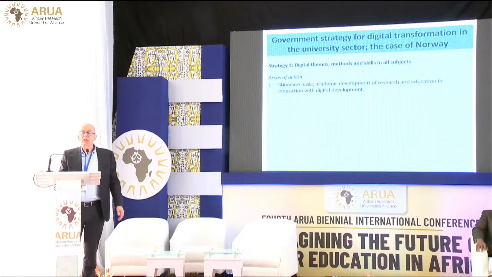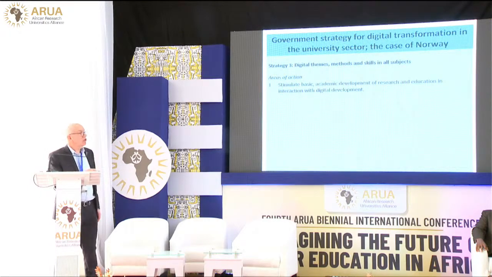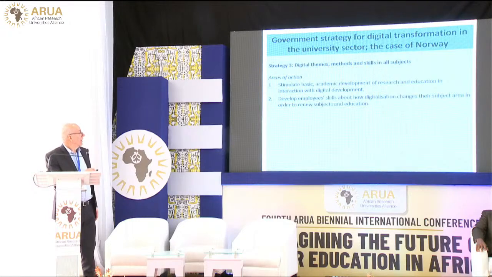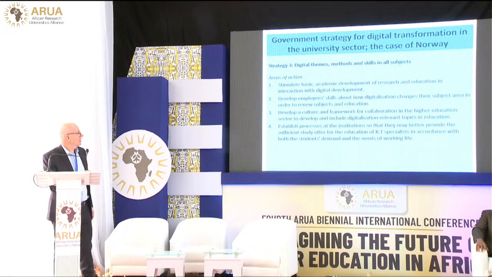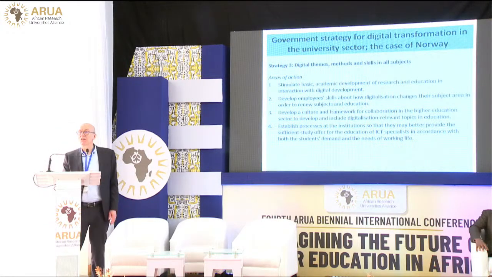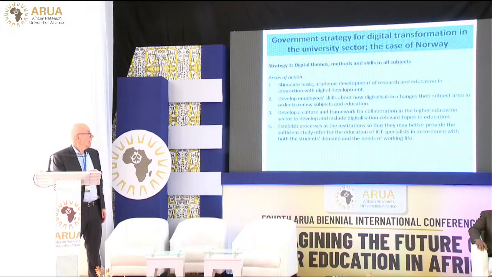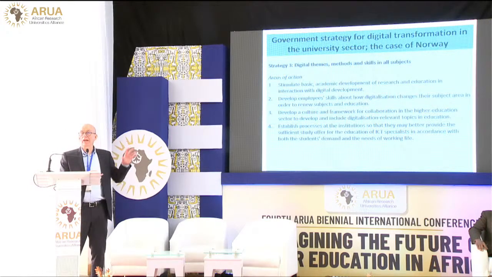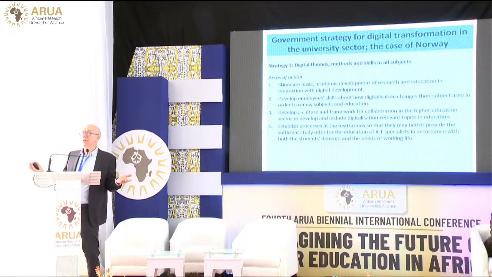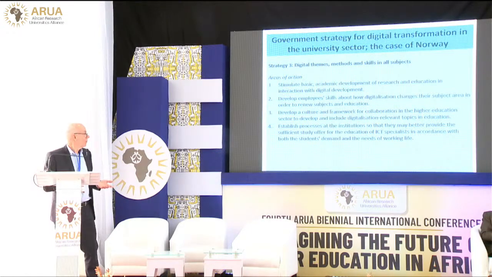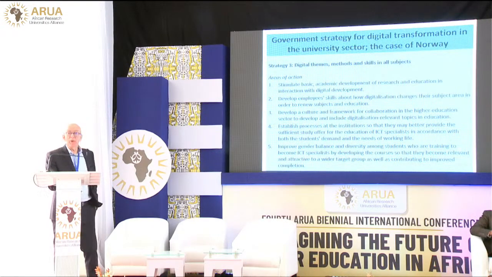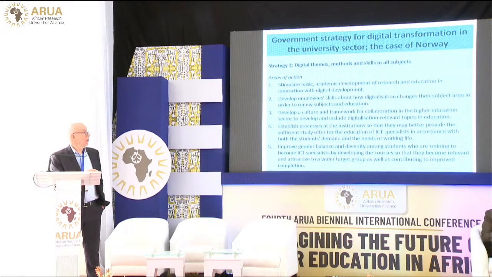stimulate basic academic development of research, education, interaction with digital development, develop employee skills, develop a culture, establish processes at the institution so that they may better provide a sufficient study offer for the education of ICT specialists in society. Because that's one key issue why governments are interested. If the universities are not contributing to developing the digital skills of the professions in society, who else is going to do it? And gender balance and diversity are key issues in the Norwegian society.